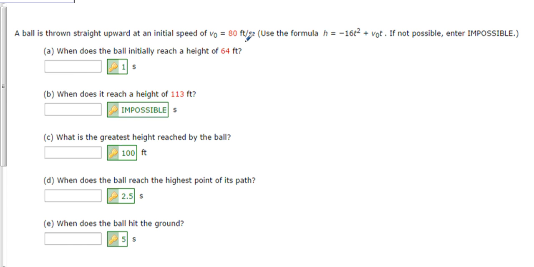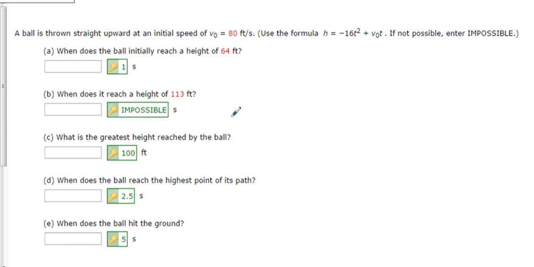Hello, we're going to do a projectile problem here that involves a quadratic equation. Let's read it first. It says a ball is thrown straight upward at an initial speed of v sub 0 equals 80 feet per second. We're going to use the formula h equals negative 16 t squared plus v sub 0 t. And if one of our answers is not possible, we're going to enter impossible.